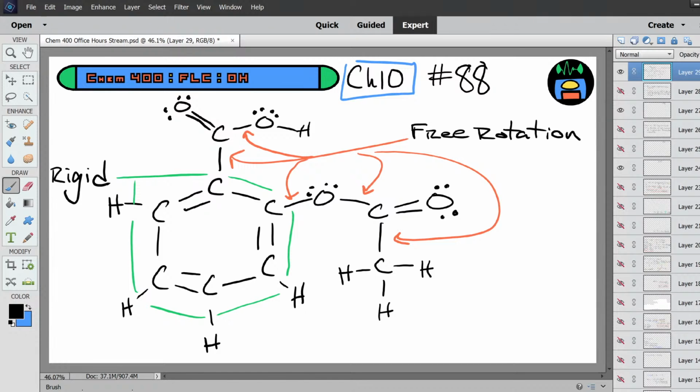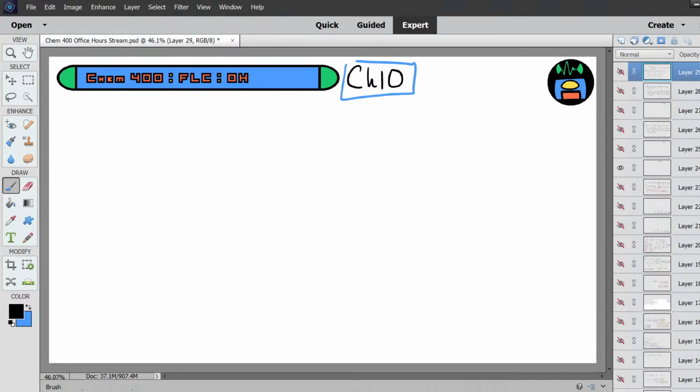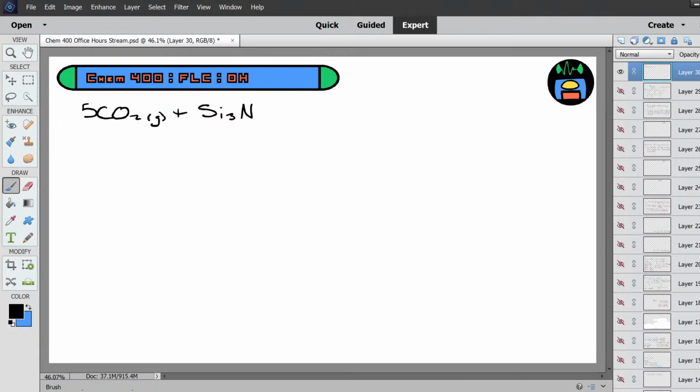All right, Logan, I'm going to go ahead and start writing up your next problem. I'm just going to tweak the values for the delta H's. So here we want to find, so they give us a reaction: 5 moles of CO2 gas react with trisilicon tetranitride, which is a solid.